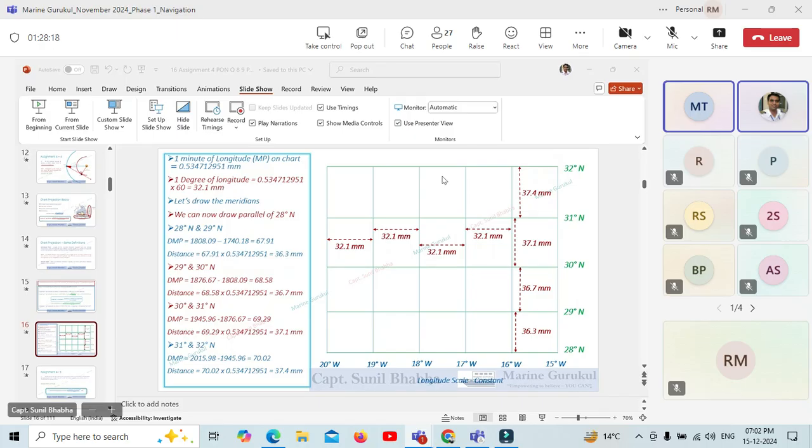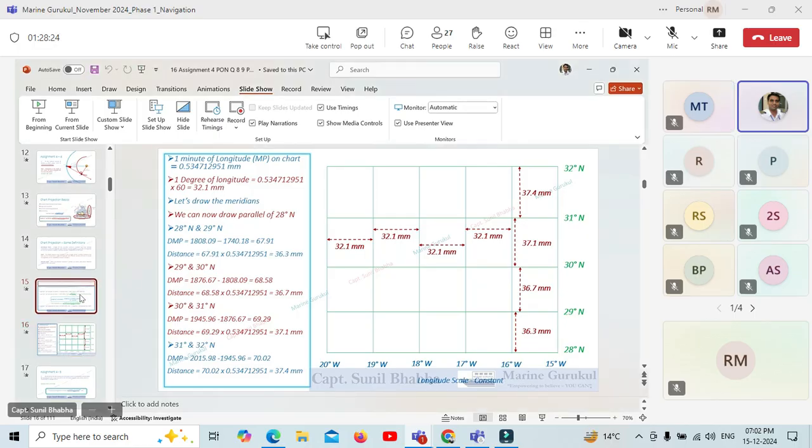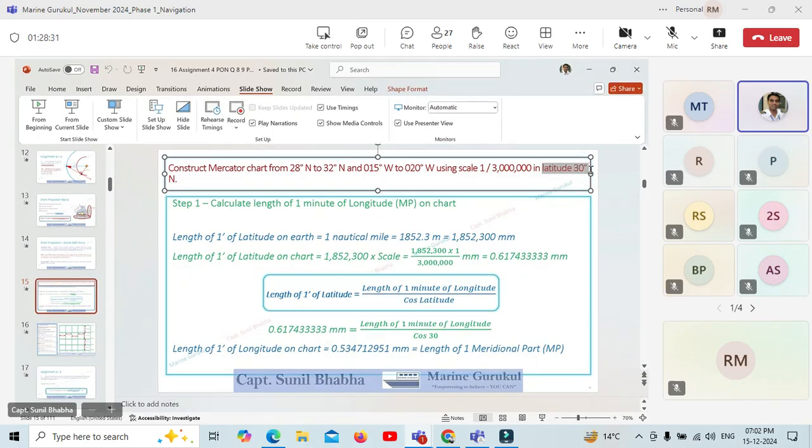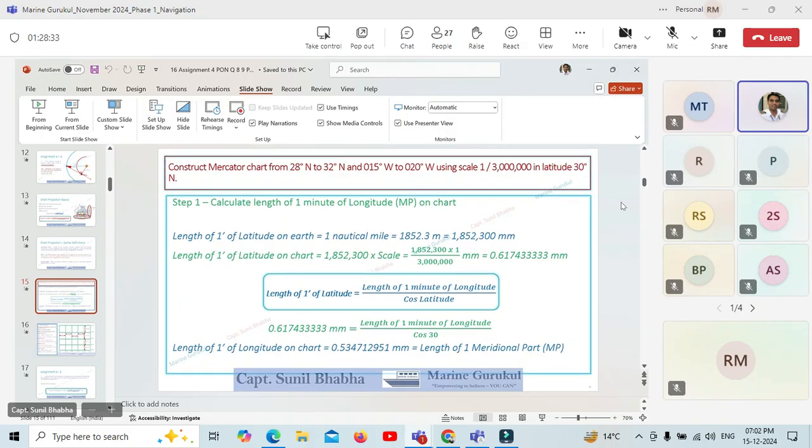Sir, what was the use of this mean latitude, sir, in this question? What we have done right now? Beta, he was asking that in case the latitude is not given with the scale, like they had given us latitude 30 degrees north, in that case you can take the mean latitude as your reference latitude.